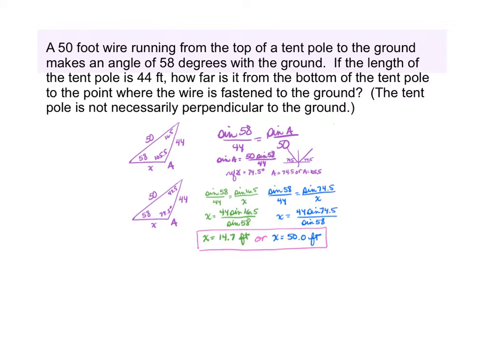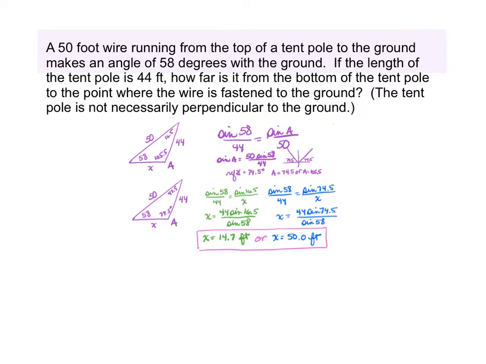From there, I found that my other angle in this first triangle was 16.5. I did that by knowing that the angles in a triangle sum to 180, so 180 minus 58 minus 105.5 is 16.5. I did the same thing over here and found that this third angle is 47.5. And then I solved these two triangles for x.